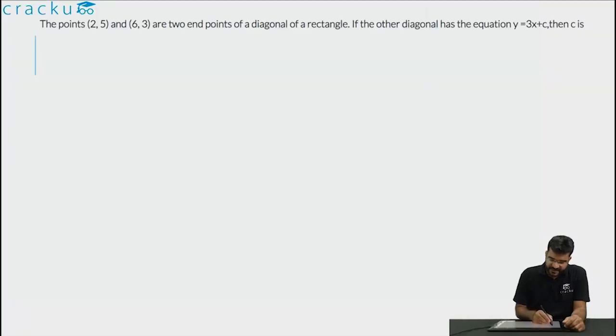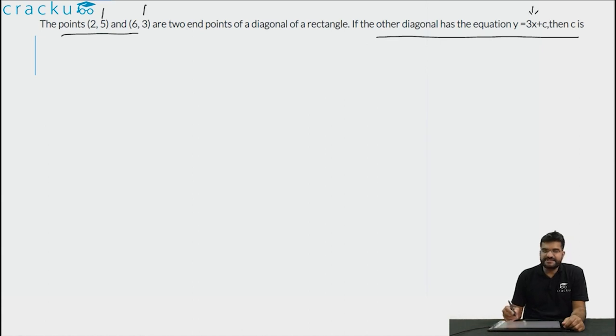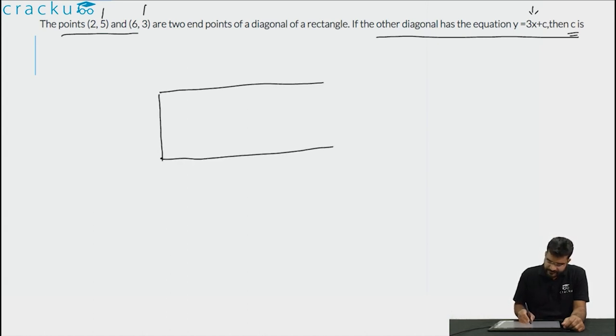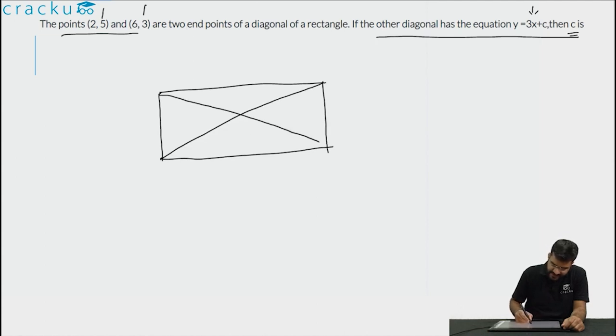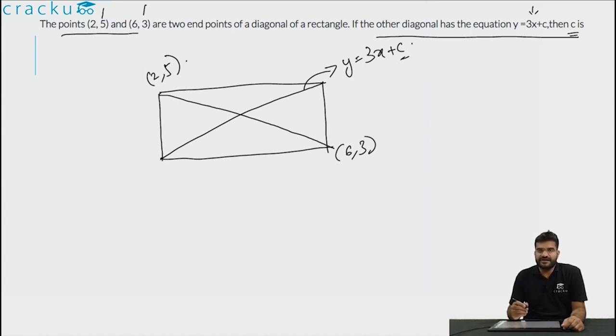In this question, we are given that there is a rectangle and the endpoints of the diagonal are 2, 5 and 6, 3. And we are also told that the other diagonal has an equation of the form y is equal to 3x plus c, and we are required to find out the value of c. So suppose that this is the rectangle. This is one of the diagonals and this is the other diagonal. We are told that the endpoints of one of the diagonals are 2, 5 and 6, 3. And we are told that the equation of the other diagonal is y is equal to 3x plus c. We are required to find out the value of c.